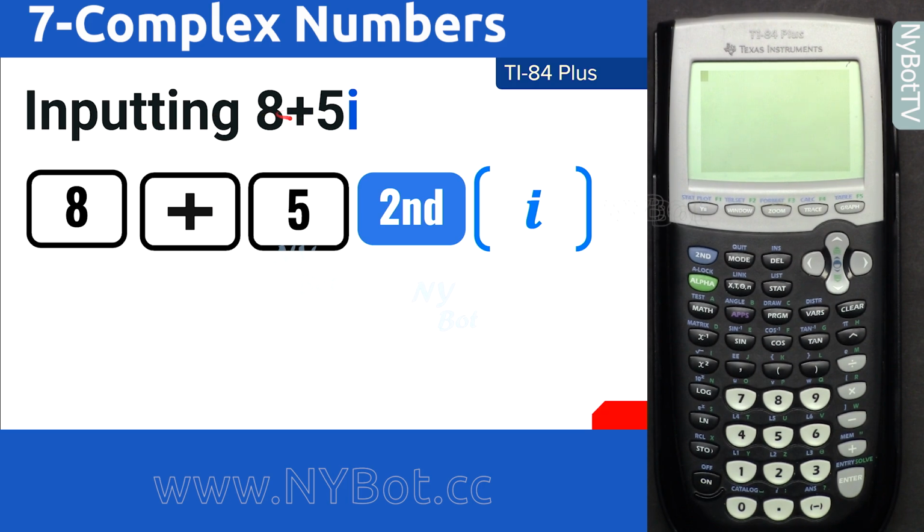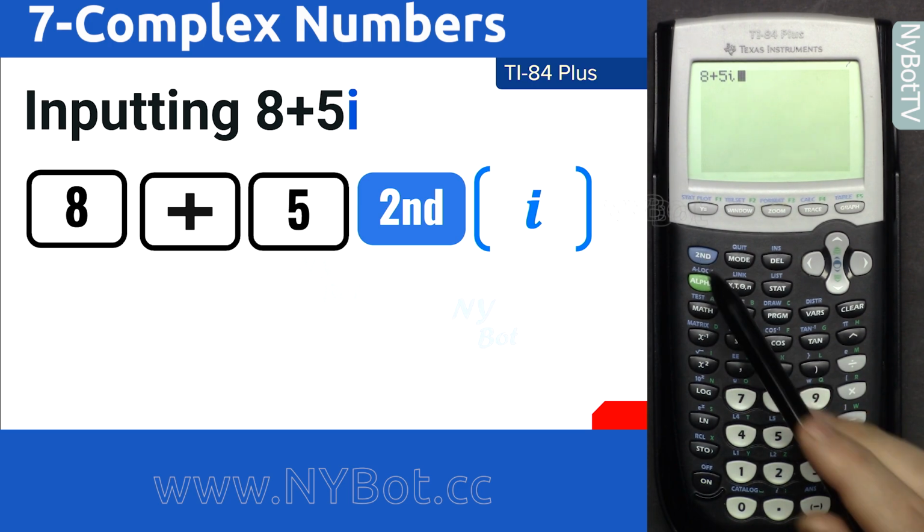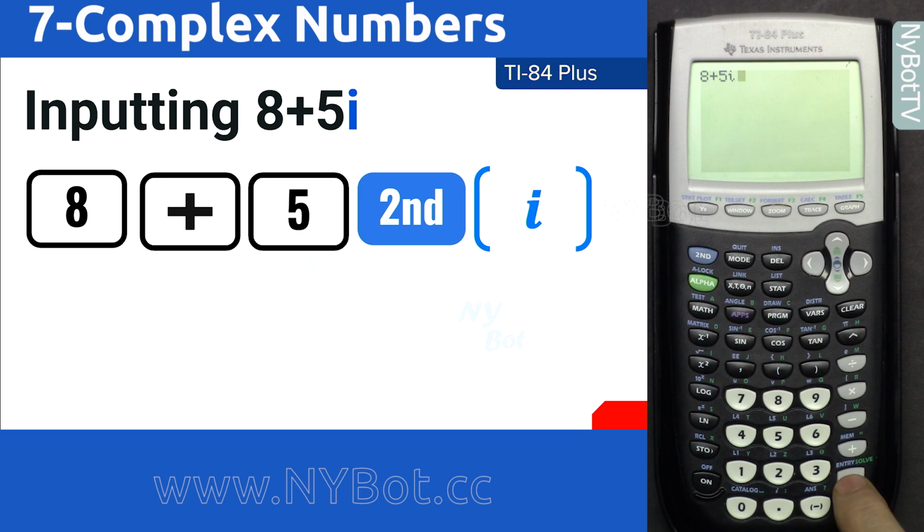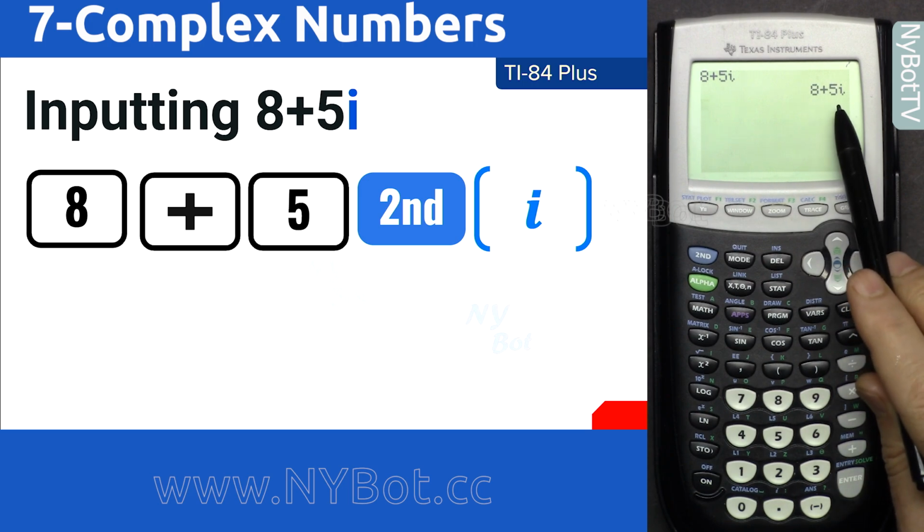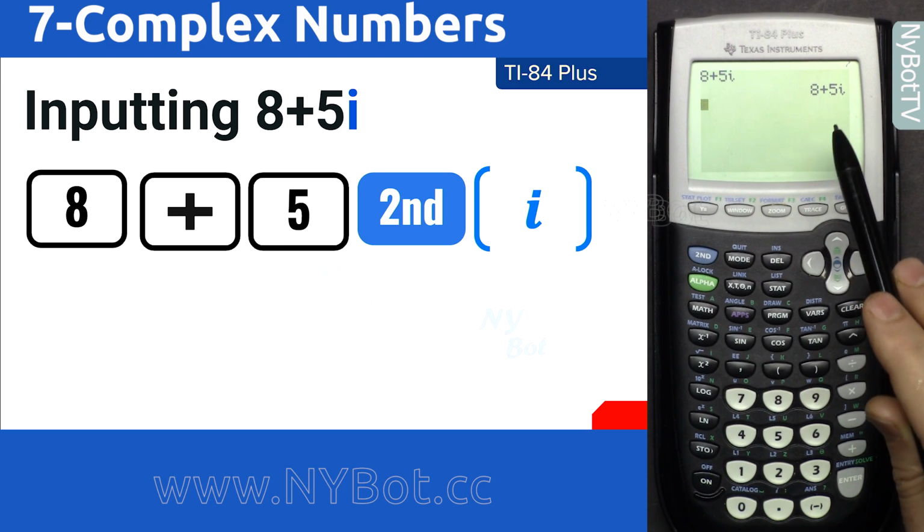Now let's input this expression. Press 8 plus 5 second function i, that is this button. Any key that has blue color, when you press second function it will be activated. If I press enter, you see the value is now in the same format as the setting.